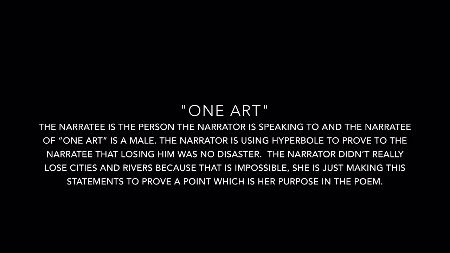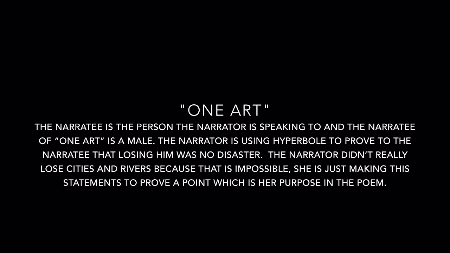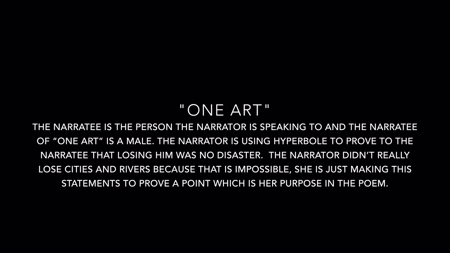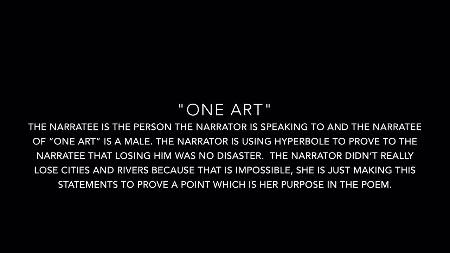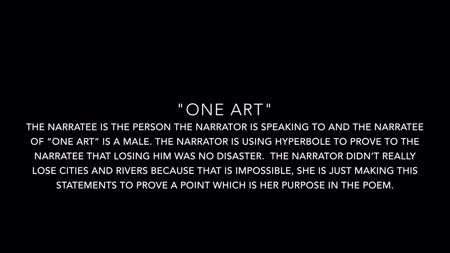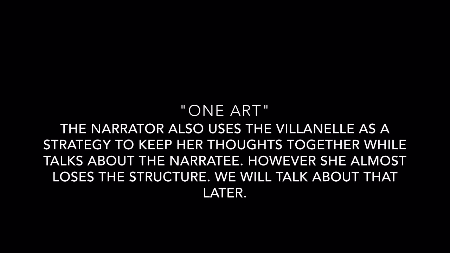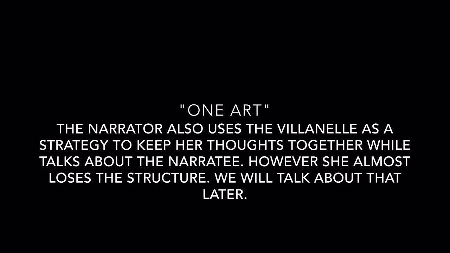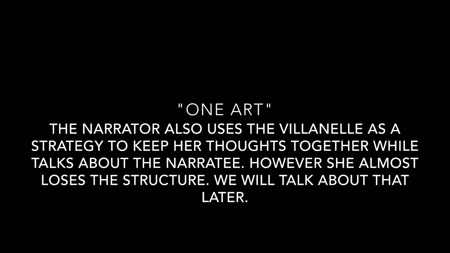The narrator is using hyperbole to prove to the narratee that losing him was no disaster. The narrator didn't really lose cities and rivers because that is impossible. She is just making these statements to prove a point, which is her purpose in the poem. The narrator also uses the villanelle as a strategy to keep her thoughts together while she talks about the narratee. However, she almost loses the structure.